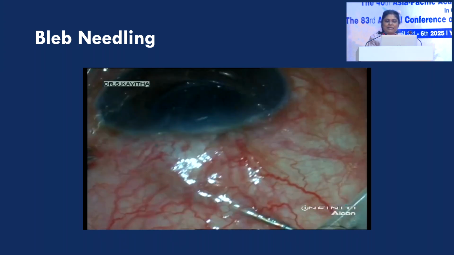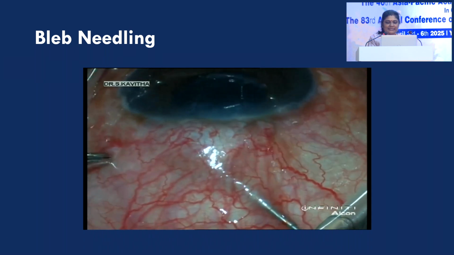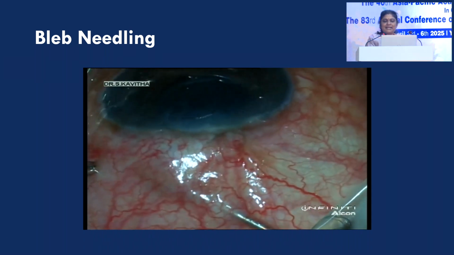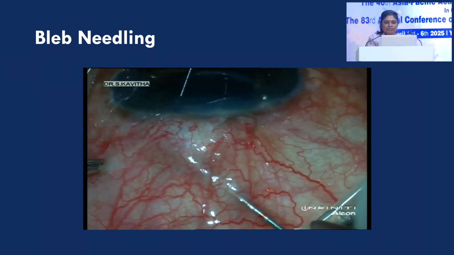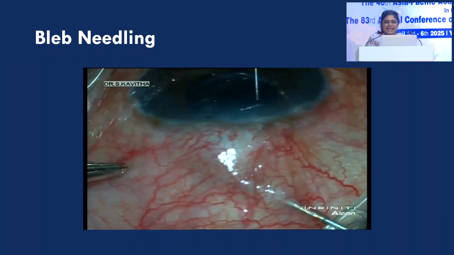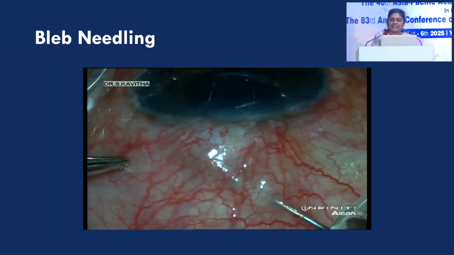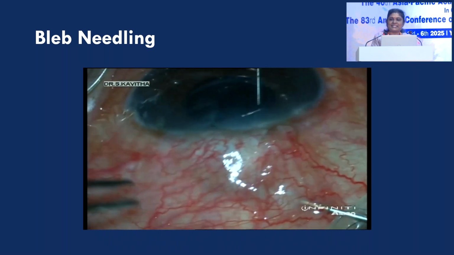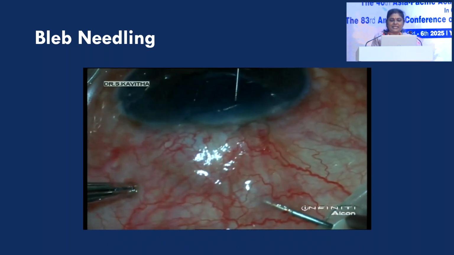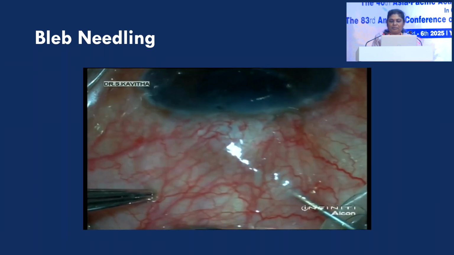As we keep advancing, at some point of time we can see the bleb will get elevated. It's very important not to enter directly over the area of the flap, otherwise we will create a leaky bleb that is more painful than that.